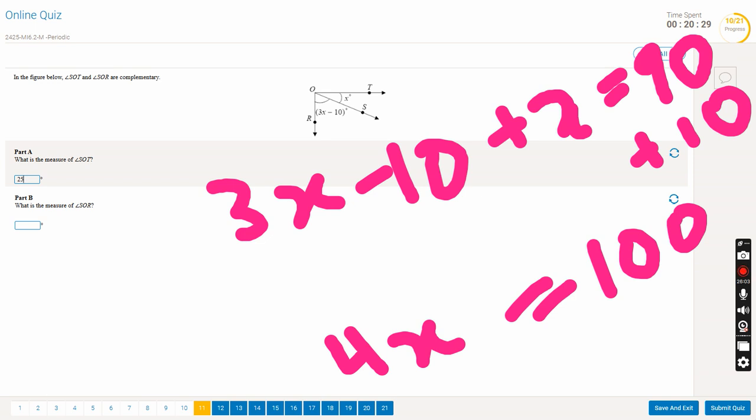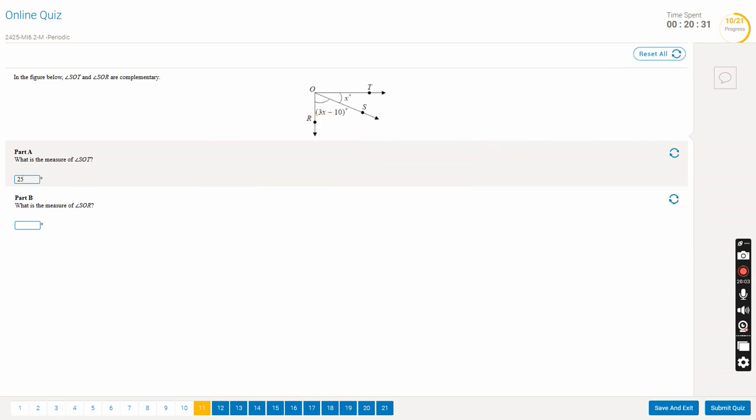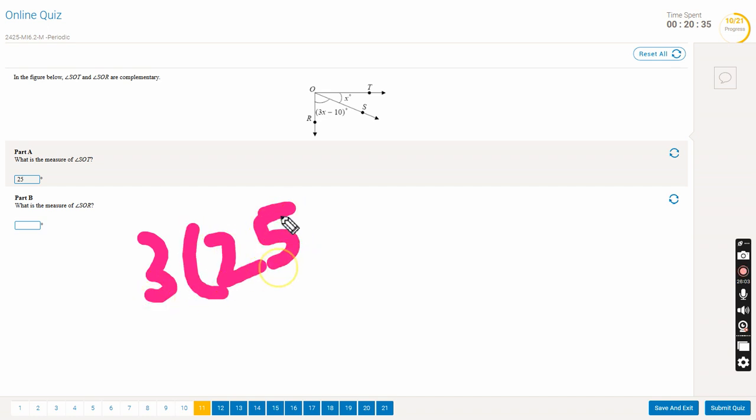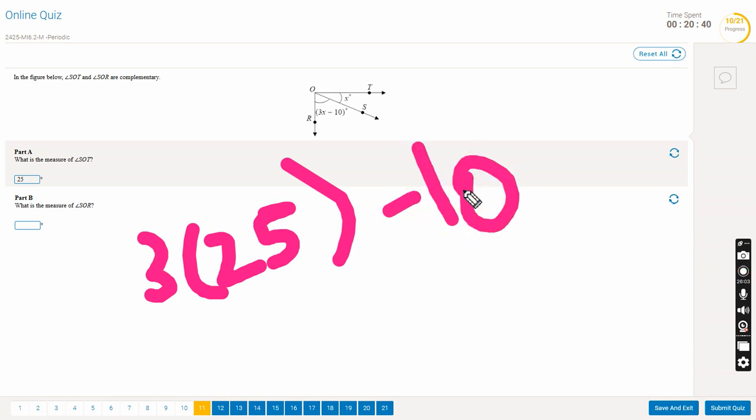The next one, you're supposed to just replace the x in here by 25. So 3 times 25 minus 10. Just replace the x by the value that you've gotten. And of course, check again, so you don't make a mistake. 3 times 25 minus 10, what do you get? 65. So that's your answer here, 65.